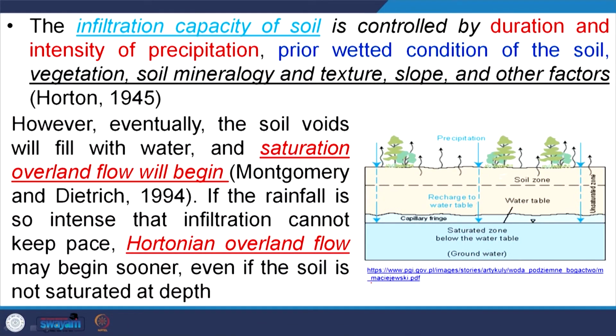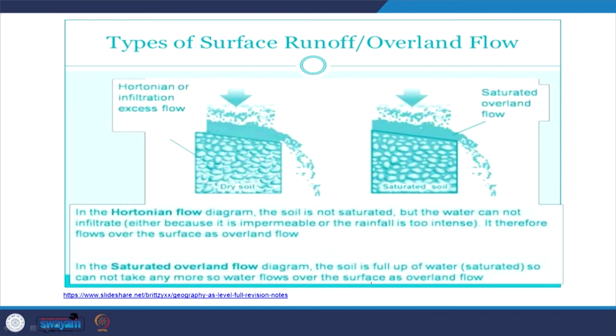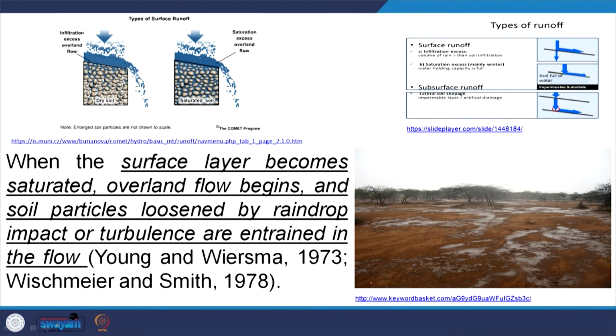However, eventually the soil voids fill with water and saturation overland flow will begin. So, if the rainfall is so intense that infiltration cannot keep pace, Hortonian overland flow may begin sooner. In one case the soil is saturated with depth, in the other the soil is not saturated with depth. So, there are two types of overland flow, one called saturation overland flow and another called Hortonian overland flow. What is the difference between the two? If you see here, this is called saturation overland flow and this is Hortonian overland flow. In Hortonian overland flow, there will be heavy rain and water will flow on the surface without saturating the internal pore spaces of the soil.